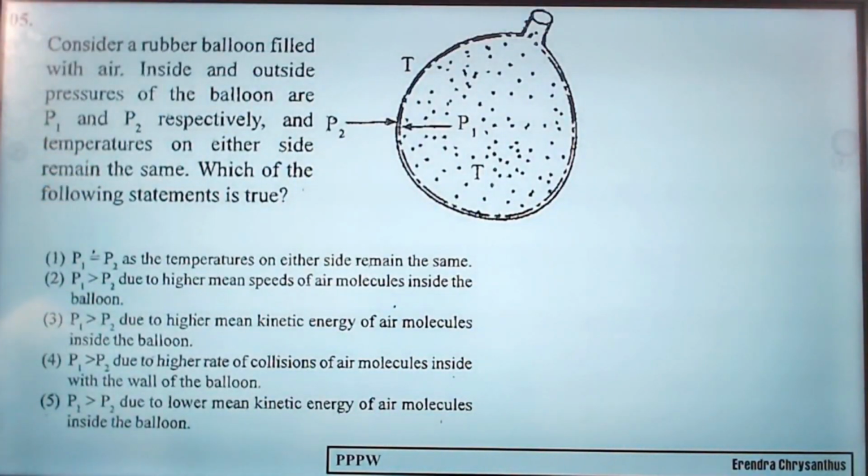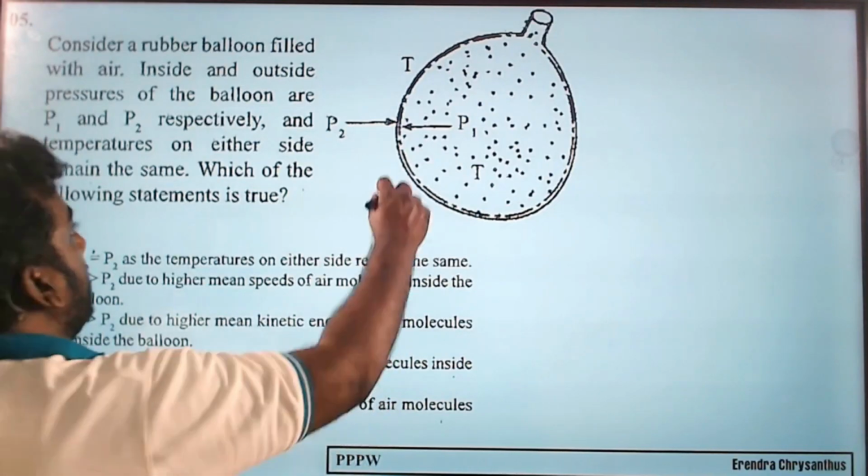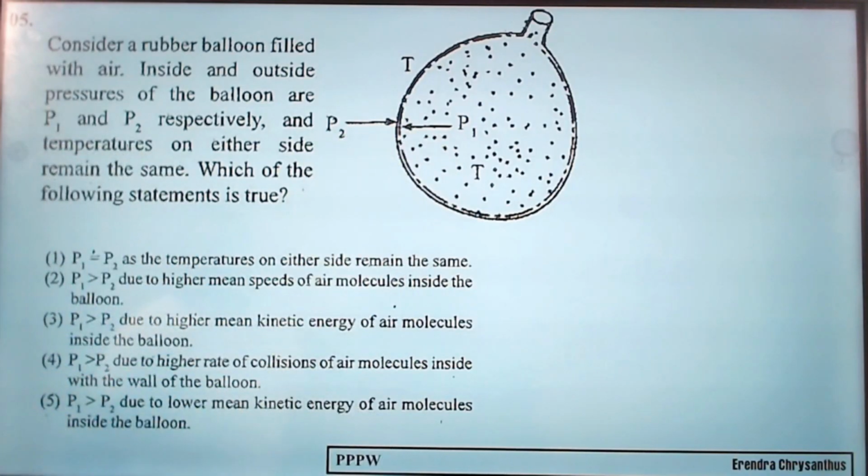Question number 5. Consider a rubber balloon filled with air. Inside and outside pressures of the balloon are P1 and P2 respectively, and the temperature inside and outside are the same. Which of the following is true? So, P1 equals P2 as the temperature on either side remains the same. P1 is larger than P2 due to high mean speed of air molecules inside the balloon. P1 larger than P2 due to high mean kinetic energy of the air molecules inside the balloon.